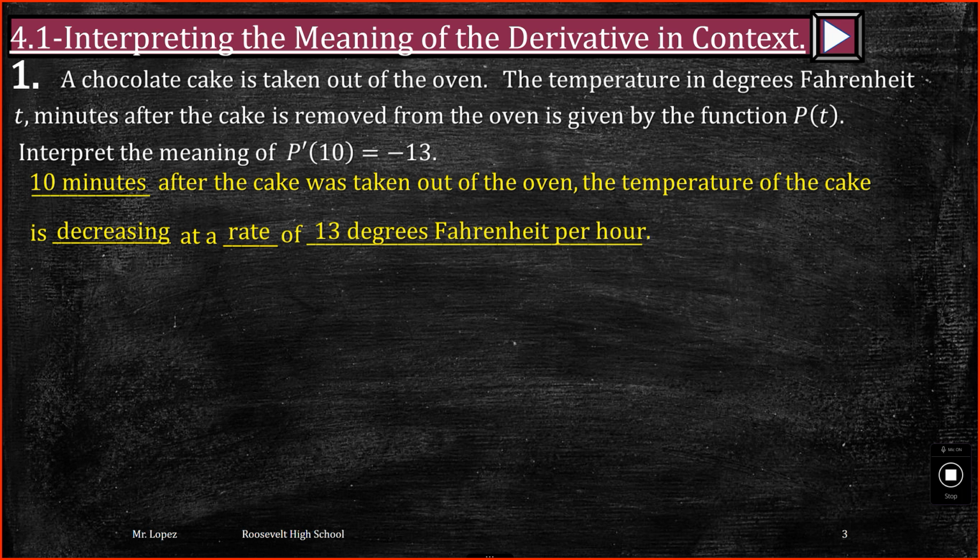So a rate is per something. So you always have to say per. You can't just say it's decreasing at 13 degrees Fahrenheit. We have to say per hour. I guess this should be good now. Let's move on then. Go ahead and copy this. We'll do 2 of these like this. Let's do another one.